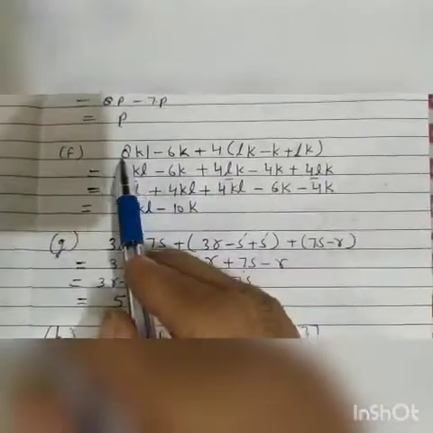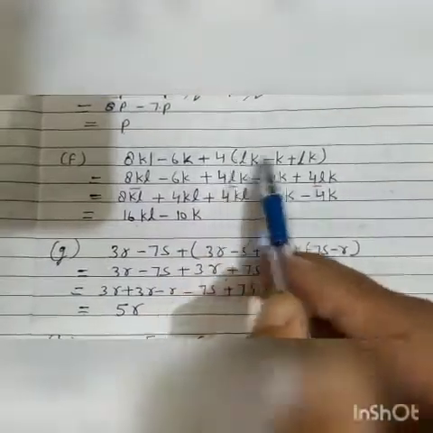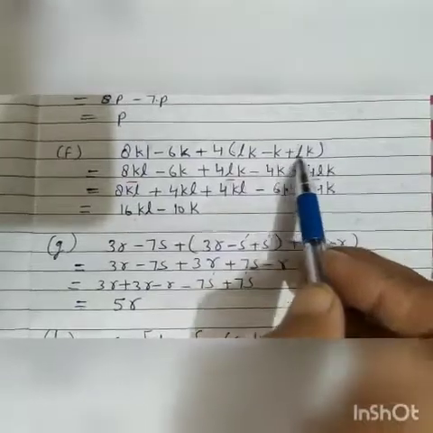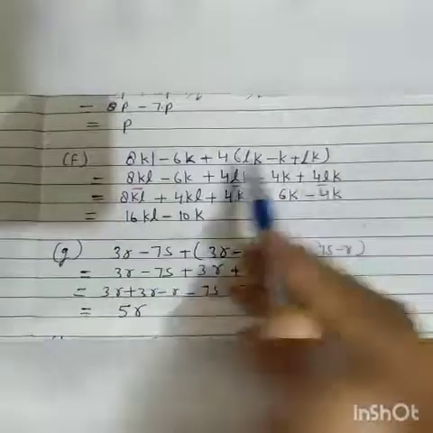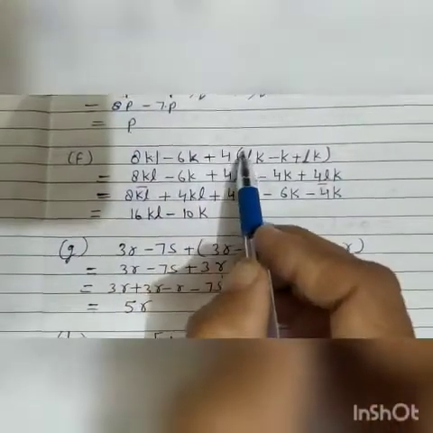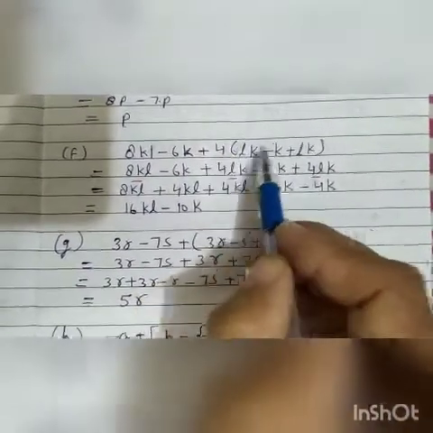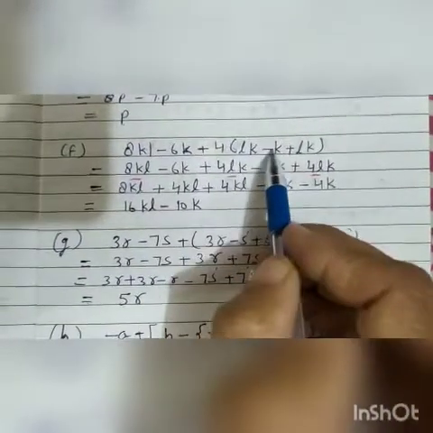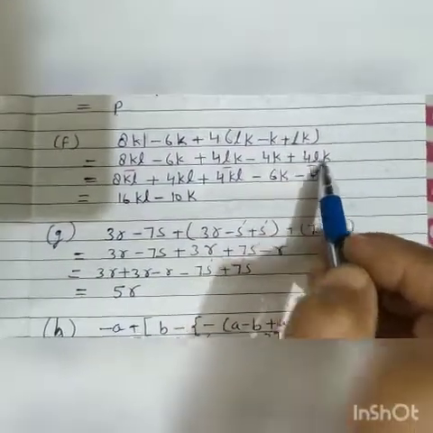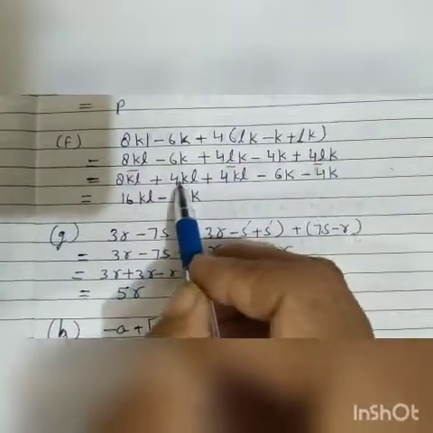Next part, F part. 8kl minus 6k plus 4 multiply by this expression, that is lk minus k plus lk. So 8kl minus 6k plus 4 multiply this 1. 4 times 1 is 4lk, minus again 4 times 1k, so 4k, plus again 4 times 1, 4lk. Then 8kl plus 4lk can be written as kl.